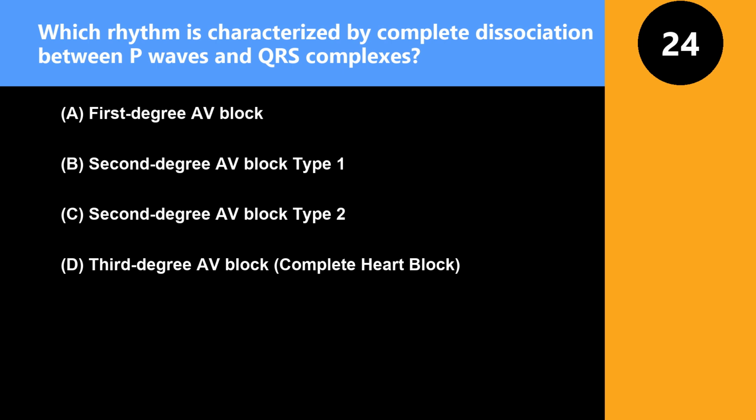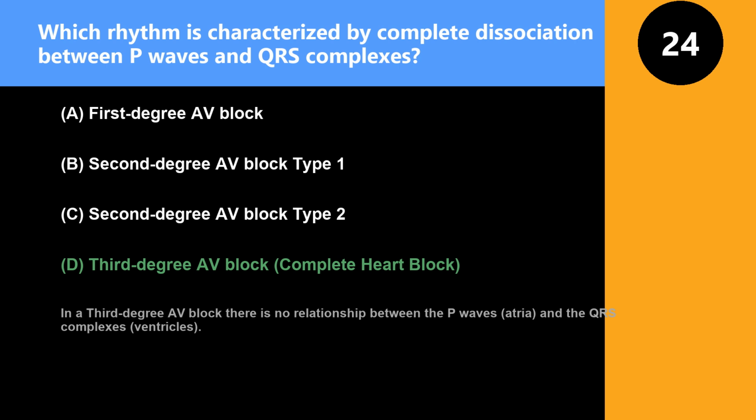Question 24. Which rhythm is characterized by complete dissociation between P waves and QRS complexes? Option A, first degree AV block. Option B, second degree AV block type 1. Option C, second degree AV block type 2. Option D, third degree AV block, complete heart block. The correct answer is option D, third degree AV block, complete heart block. In a third degree AV block, there is no relationship between the P waves, atria, and the QRS complexes, ventricles.